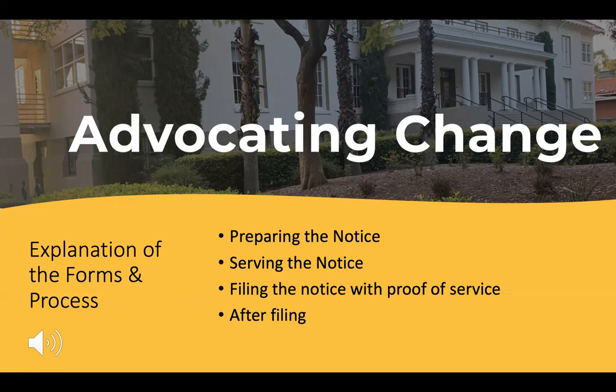The respondent is then served with a copy of the notice of appeal by person or by mail with a proof of service. The respondent gets a copy because the original goes to the court. Then filing the notice with proof of service. The original notice of appeal will be filed with a proof of service, and the clerk will return a copy stamped with the word filed.